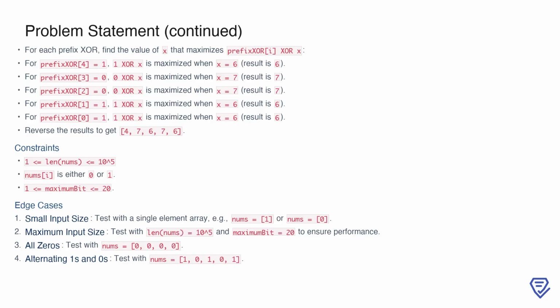The problem also highlights several edge cases, such as arrays of size 1, arrays with alternating 0s and 1s, or arrays with all 0s, which you should consider when implementing your solution.